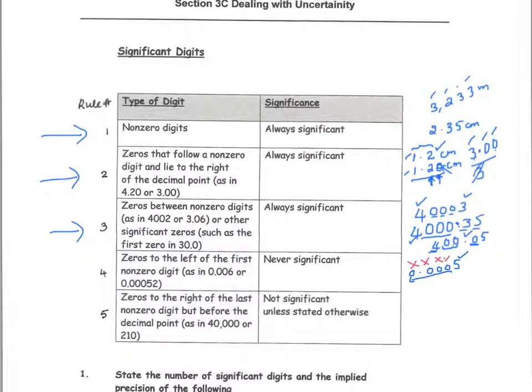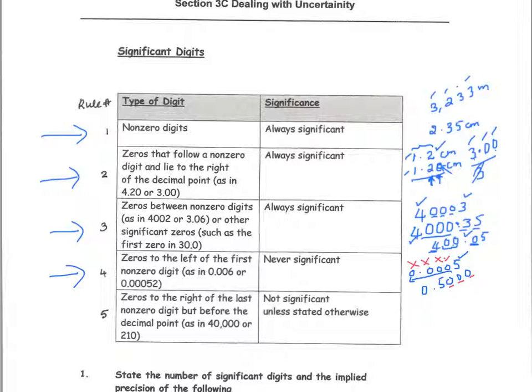Now, suppose we have the number 0.5000. In this case, by rule 2, these are significant. So I want you to see the difference between rule 2 and rule 4.